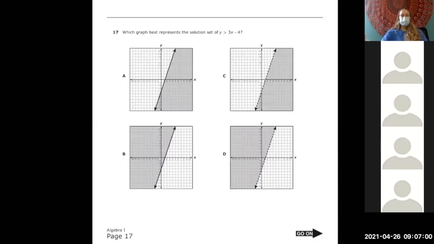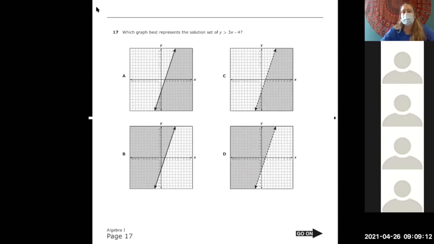So number 17 for me, which is number 1 for you guys on your quiz, says which graph best represents the solution set of y is greater than 3x minus 4. I'm going to give you guys 2 minutes to do this problem, and then we will go over it.